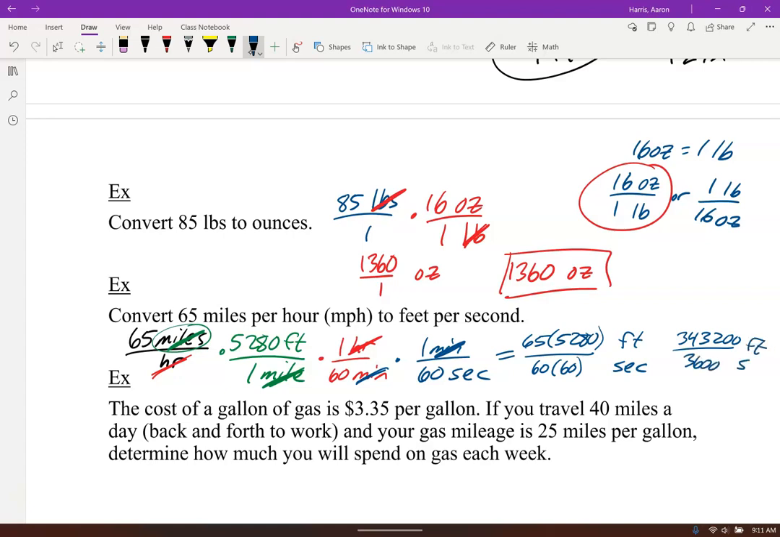Again, we're in feet per second. So now I'm going to go 343,200 divided by 3,600, and I get 95.3 repeated feet per second. So 65 miles per hour is the same as 95.33333 feet per second.